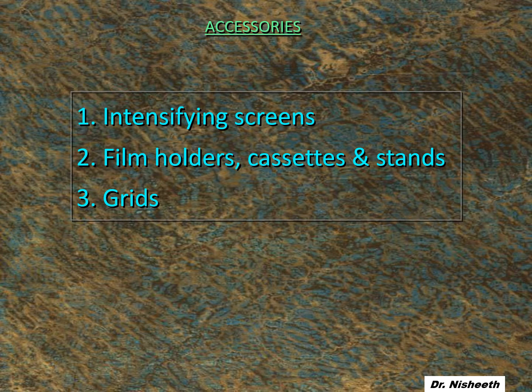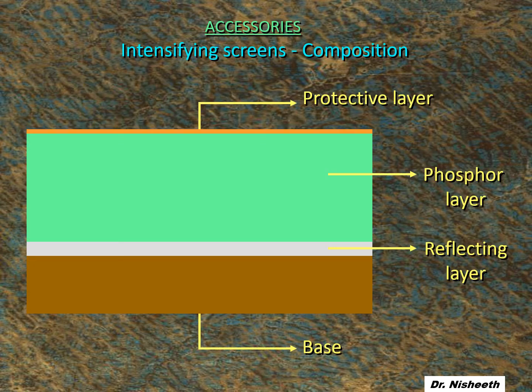Direct exposure films are exposed directly to X-rays. Indirect exposure films are exposed to light. Light is emitted by the intensifying screen. Now we are going to cover intensifying screens, or accessories. Let's see what intensifying screens are. I'll come to it.